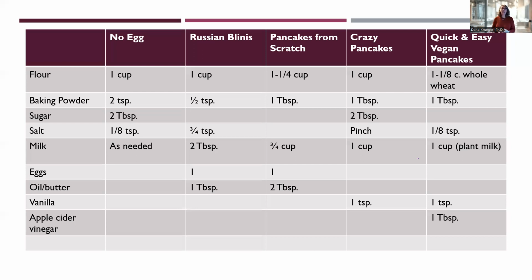So I went ahead and looked up several different recipes for pancakes. You can see them here. We have an option with no egg. I have a recipe for Russian blinis, pancakes from scratch, crazy pancakes, and quick and easy vegan pancakes. We might have constraints, like someone in my family might be allergic to eggs or gluten. So maybe you can't even use wheat flour. So thinking about those things, maybe what constraints are there that you need to work around as you create the mixture experiment to find the perfect pancake for you.